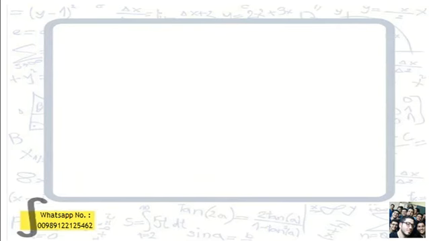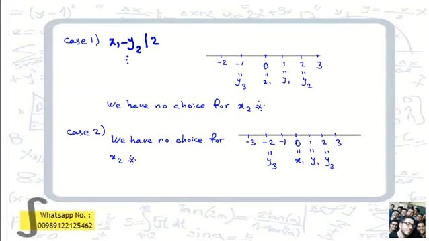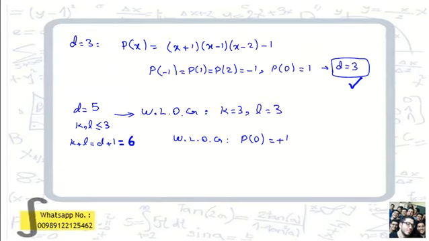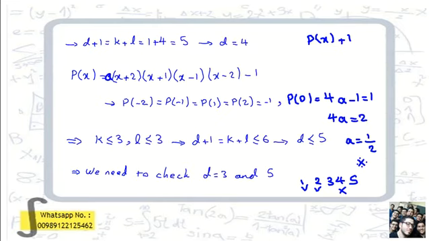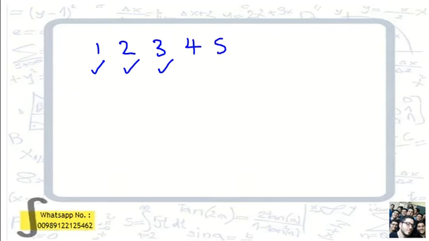So the answer is, we said we only need to check for 1 to 5. 1 was good, we had a polynomial. For 2 also, for 3 we found, and for d equals 5 we didn't find, and also for d equals 4. So the only d for which we found a polynomial is when d equals 1, 2 and 3.